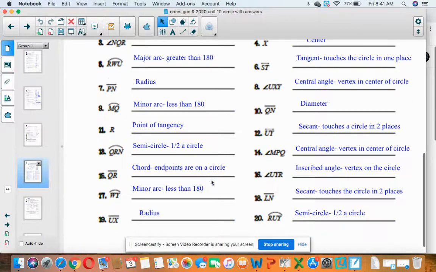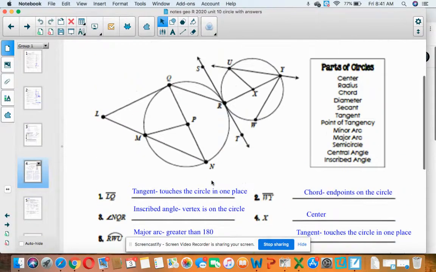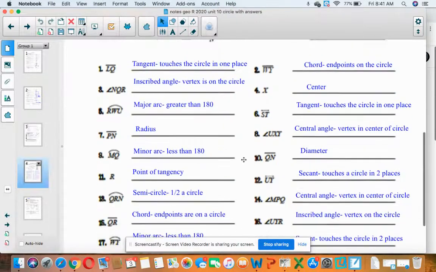All right, radius is UX. So let's just find UX. See, that's a radius. You're familiar with those from previous years, radius and diameter. A radius is half of the diameter. So UX is a radius.